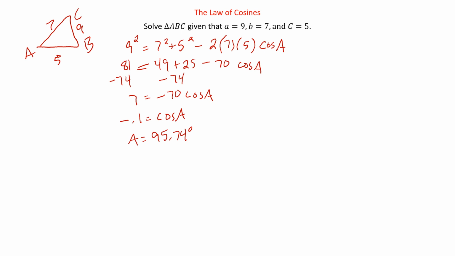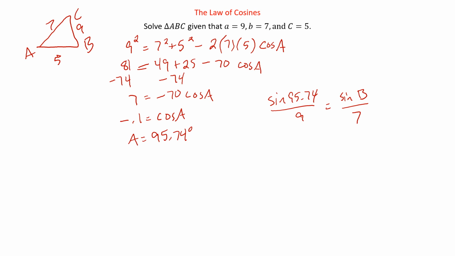So we found this angle was 95.74. Now we need to find another angle. For that, we can use law of sines. And now it doesn't matter which one we do. So let's see, we'll have sine of A, 95.74 over 9 equals, let's go sine of B, over 7.